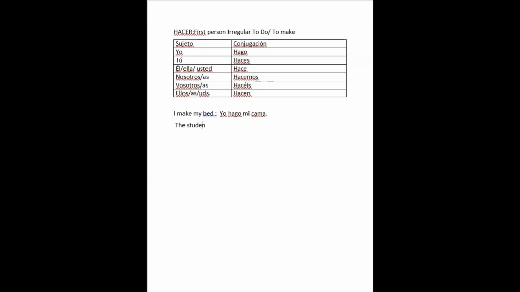Okay, so if I want to say the students do the work in the class. So the students are third person. So los estudiantes hacen el trabajo en la clase.